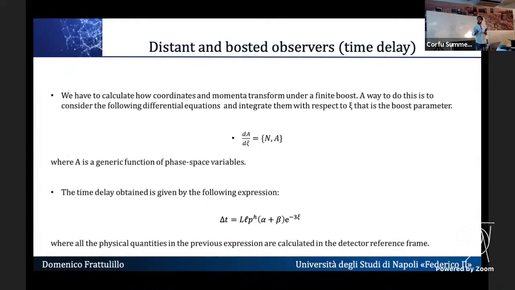Then, when the source is boosted toward the detector, c is greater than 0. And the time delay obtained is the following one, where we can see that there is an exponential suppression due to the boost parameter. In fact, we have said that c is greater than 0 with our choice. And let's notice that in this formula, all the physical quantities are calculated in the detector reference frame. That is what we want to do.